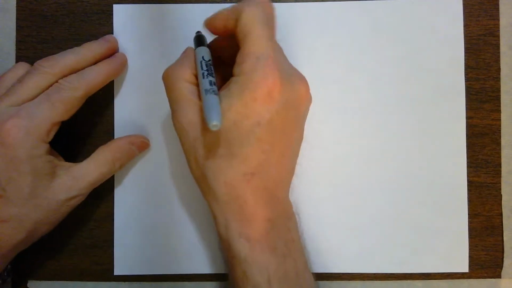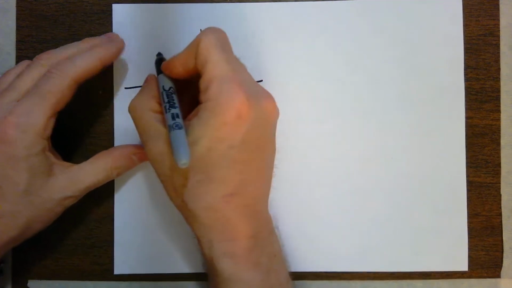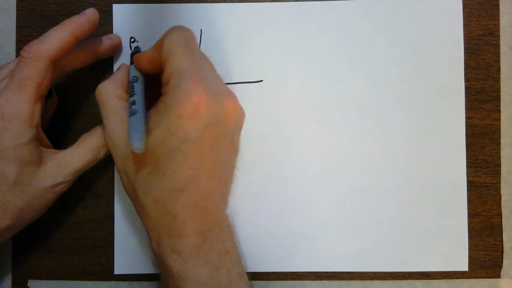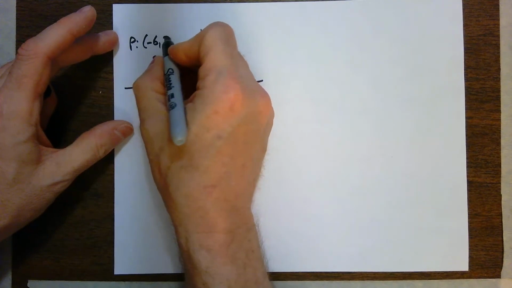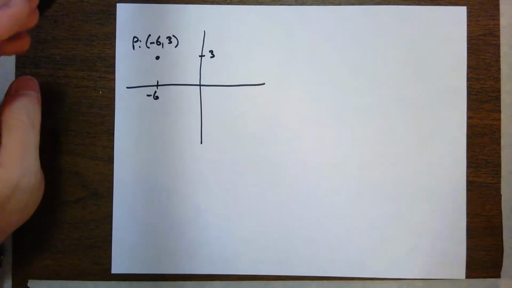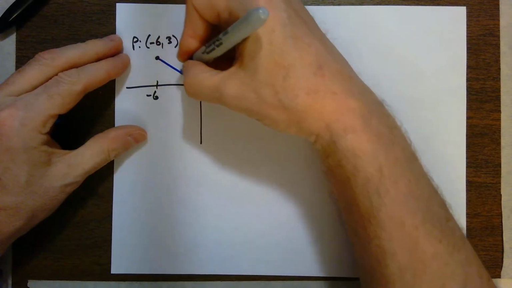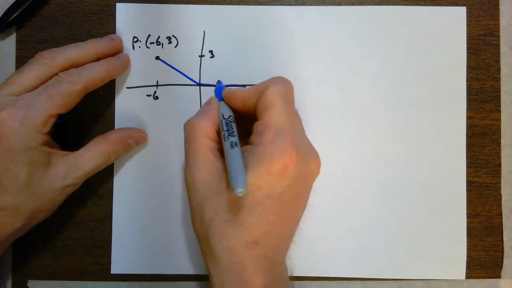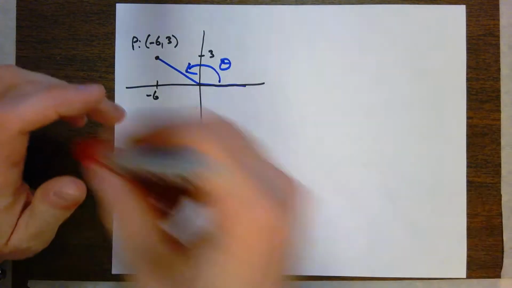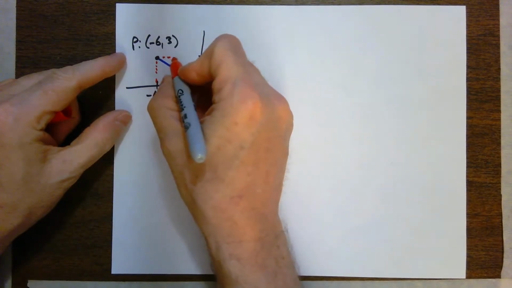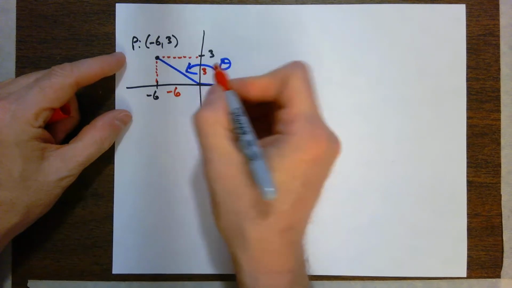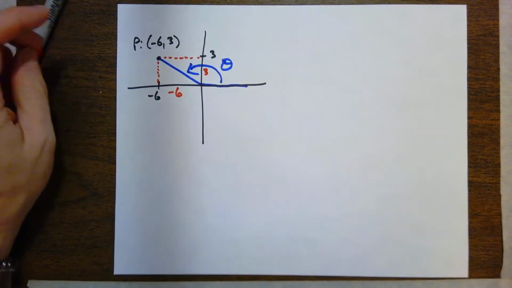I'm going to pick some point over here, and let's call the coordinates here -6, 3. So this is -6, and this is 3. My angle in standard position, there it is. My x and my y values, very important. This value is -6. This value is +3.